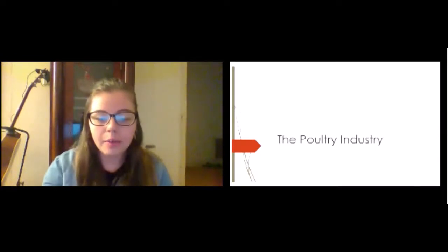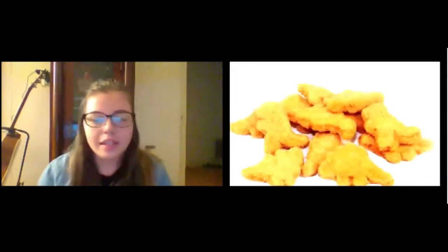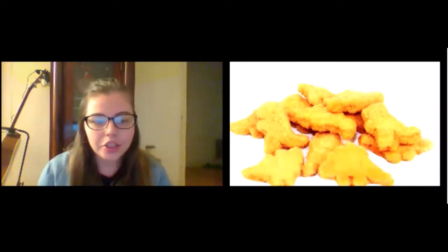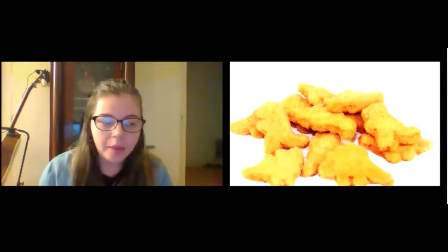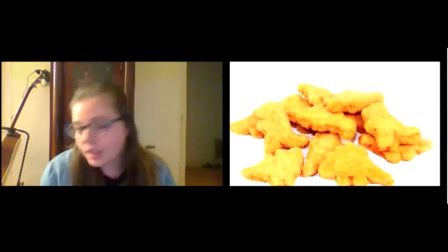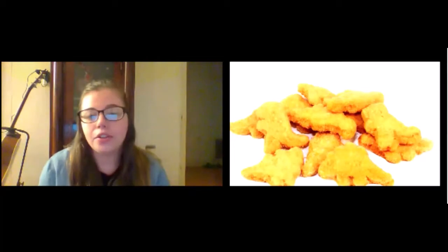So first, I'm going to show you guys a picture. This is one of my favorite throw in the oven meals. These are chicken dino nuggets. And if you don't know what they are, they're just frozen chicken nuggets that you can buy at the grocery store that are in the shape of a dinosaur.